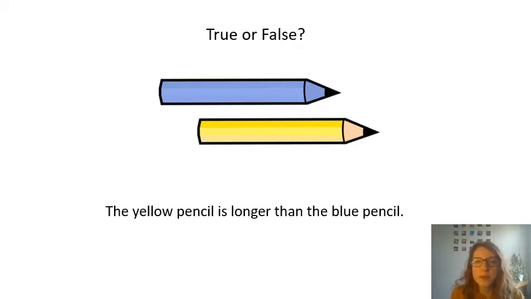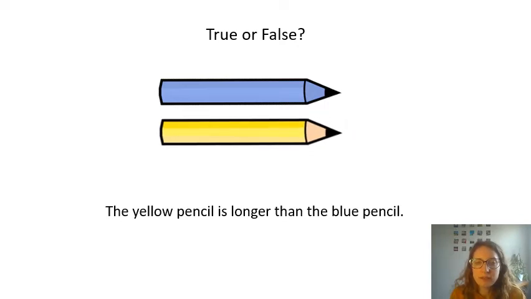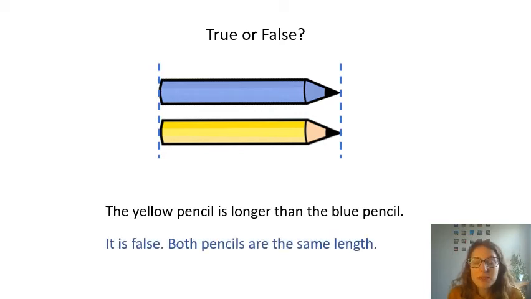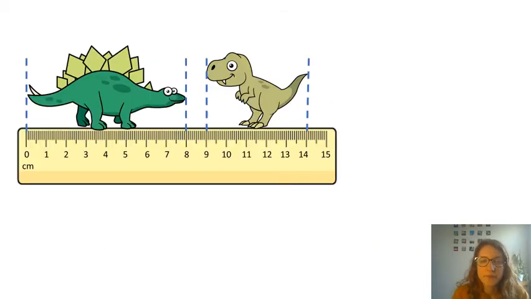And if we think back to our measuring from last week, we know that it's really important to start measuring at that same point on the 0 on the ruler. So if they're at different points, it's very hard to compare them, isn't it? So let's shift our yellow one so they're in line. Okay. And we can see that actually it is false because they're exactly the same length.